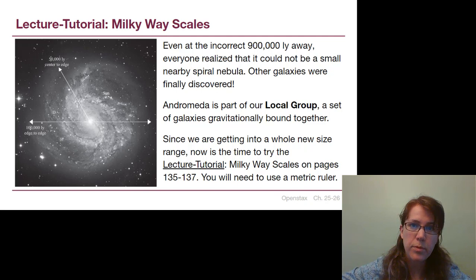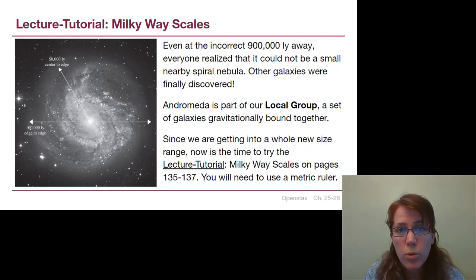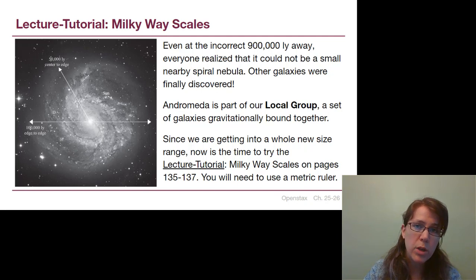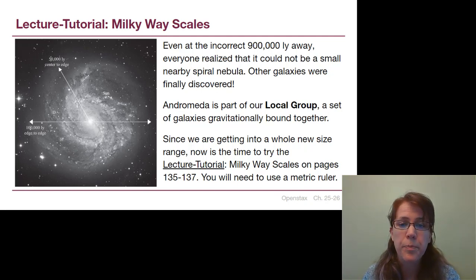Now, the Milky Way galaxy, our own galaxy, has some nearby neighbors. Andromeda is the only really large nearby neighbor, and it's part of what's called the Local Group, basically a set of galaxies, the Milky Way, Andromeda, and a bunch of smaller ones like the Large and Small Magellanic Clouds, that are all gravitationally bound together.